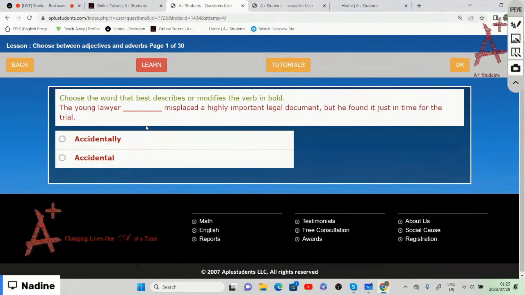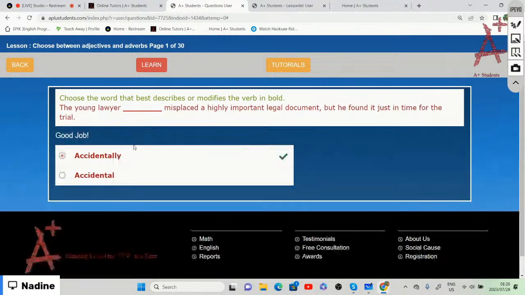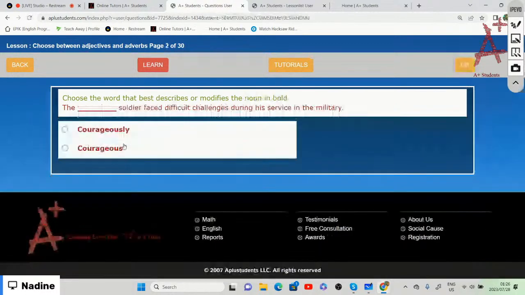All right, so if we choose the correct one, specifically based on the young lawyer that misplaced a highly important legal document but found it in time for the trial, then let's say accidentally. So if you have accidentally, then it is correct.